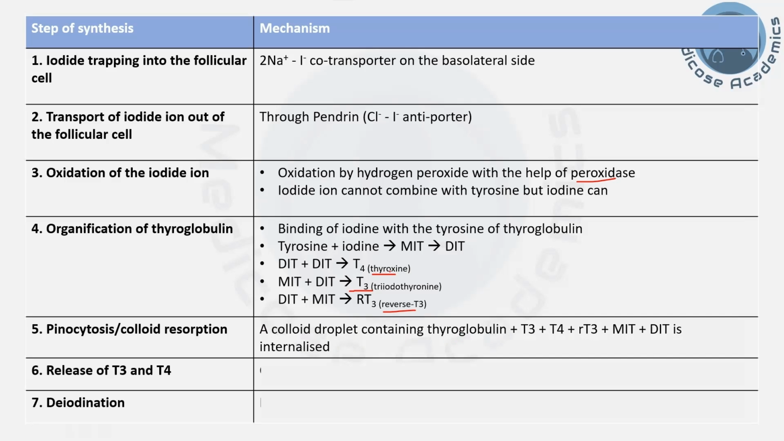The next step is pinocytosis or colloid resorption. So now the hormones are formed, but they are present in association with the thyroglobulin molecule, which has to be internalized. So a colloid droplet containing thyroglobulin in association with T3, T4, reverse T3, MIT, and DIT is internalized. This internalization is established by pinocytosis and the combination of the thyroglobulin molecule with the megalin protein.